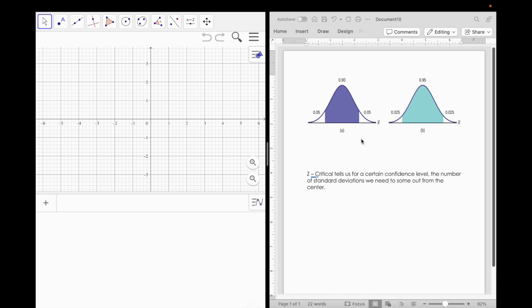Now, to find the z critical value, we want to use the standard normal curve because we're talking about z-scores. We're talking about the number of standard deviations away from the center. If I have a 90% confidence interval, that means 90% of the area is going to be in the middle. So that means there's 10% left over. And then if we split that between the two wings, we get 5% in each of these two wings. In decimal form, it would be 0.05.